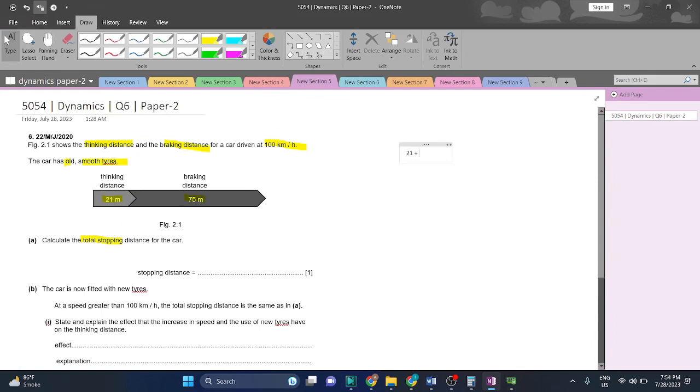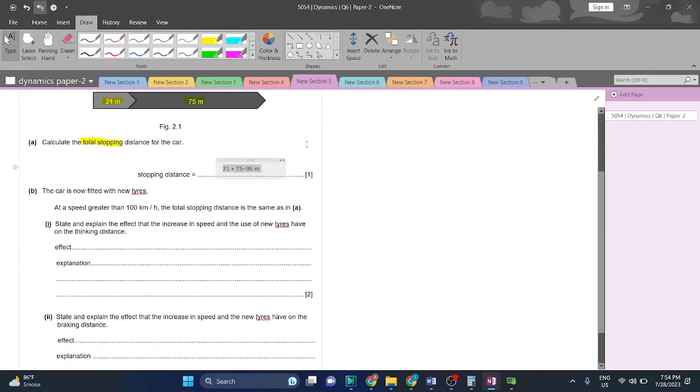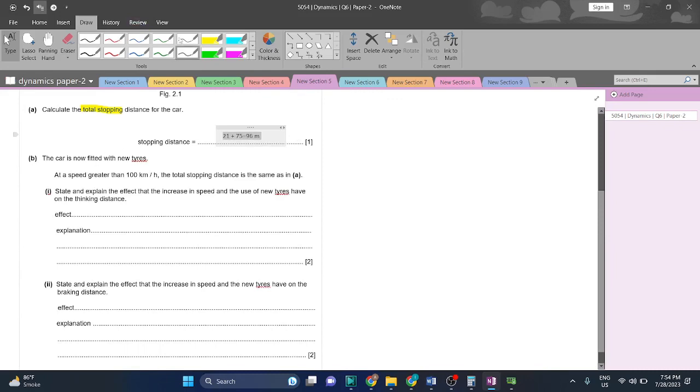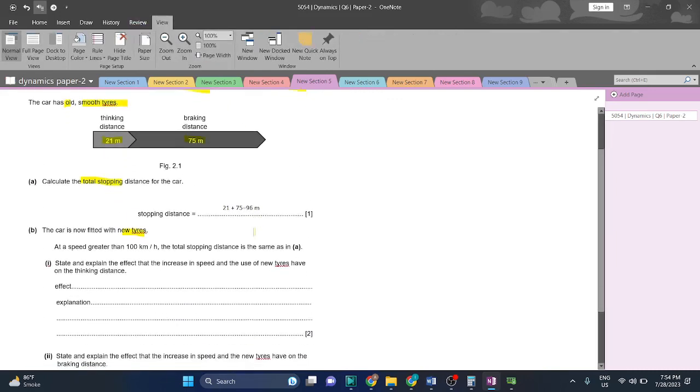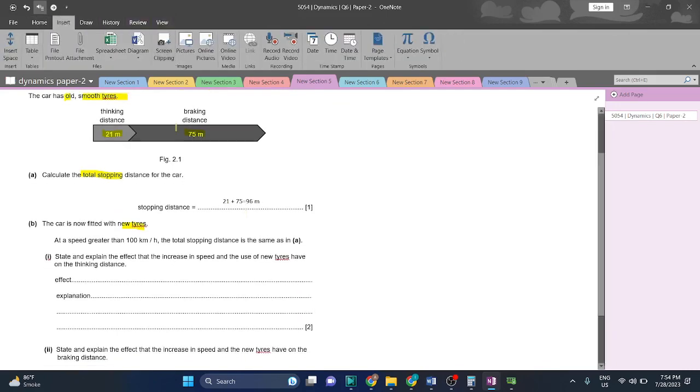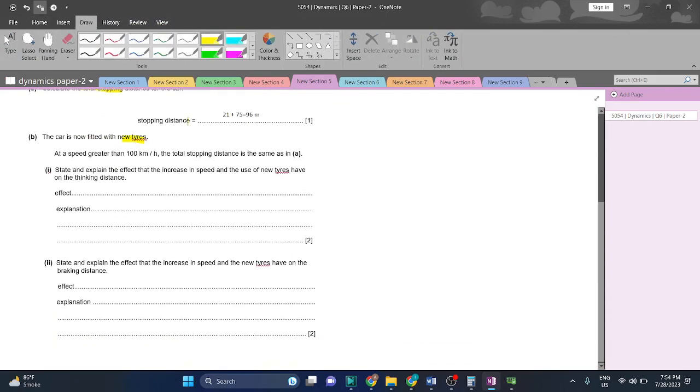21 plus 75 will give us 96 meters. This is the stopping distance. The car is now fitted with new tires. New tires means the braking distance will reduce, okay? Braking distance will reduce. Next, at a speed greater than 100 kilometers an hour, the total stopping distance is the same as in A.